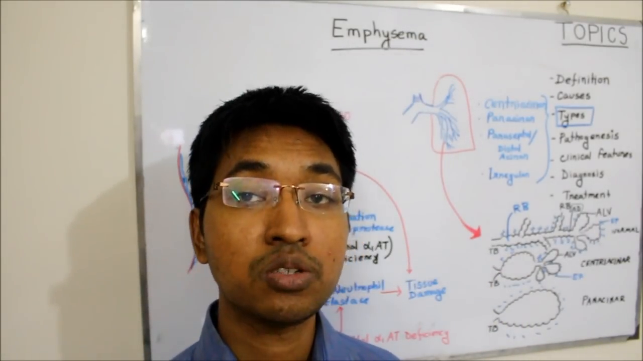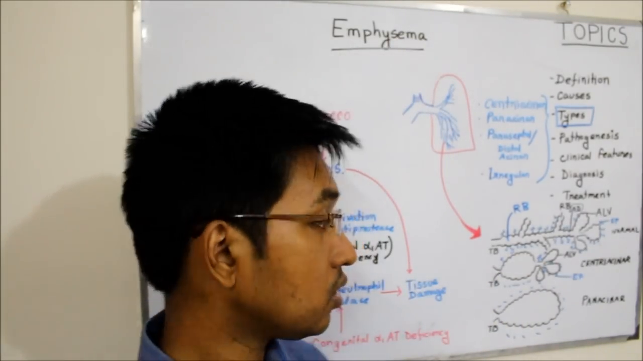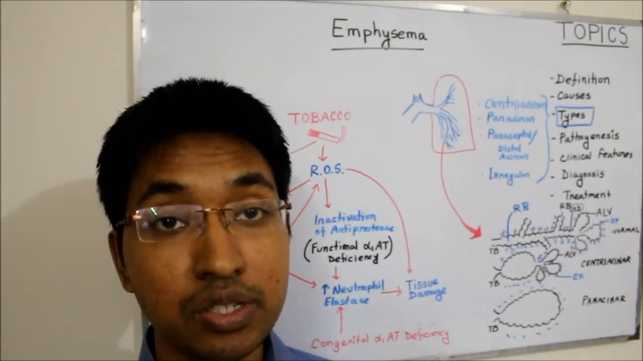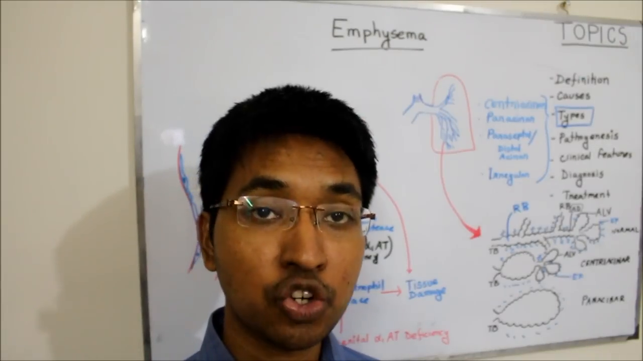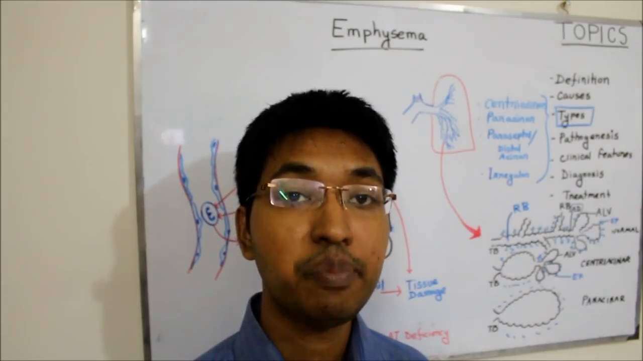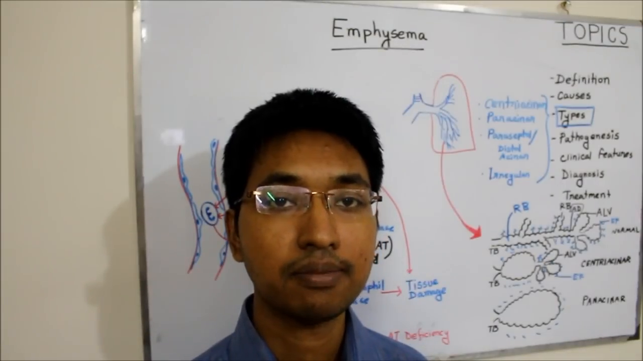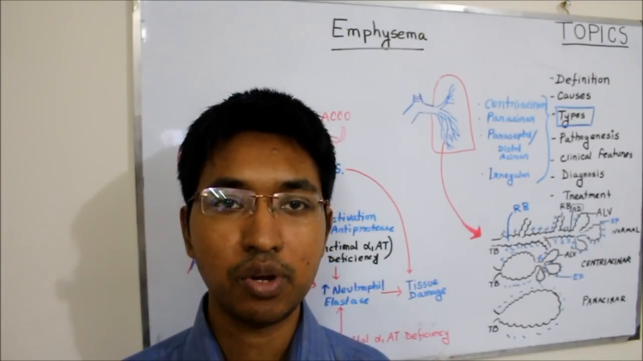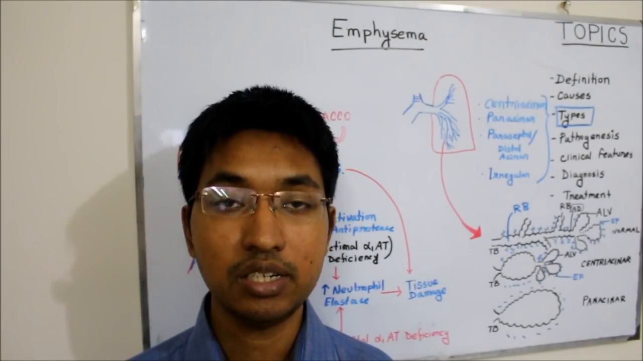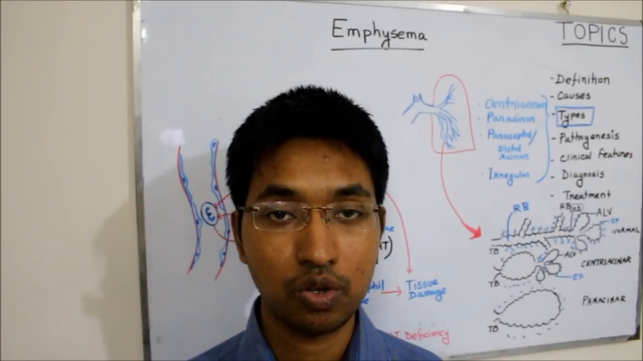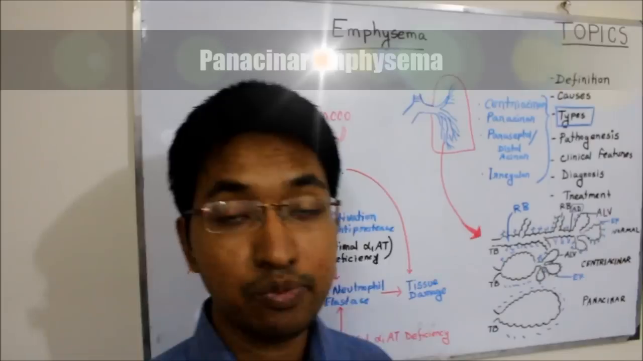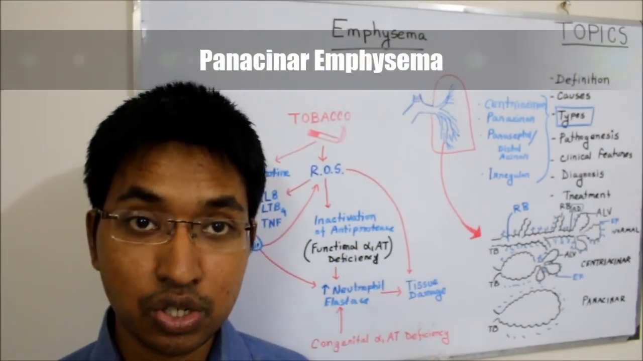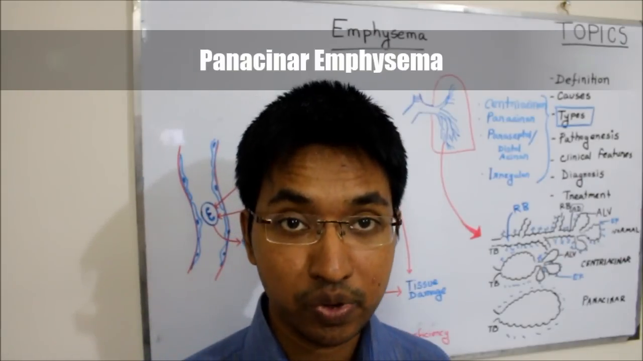And one important thing you have to know, that Centriacinar type of emphysema usually happens in the upper portion of the lung or in the apical region of the lung. The Centriacinar emphysema occurs predominantly in heavy smokers. Regarding the Panacinar type of emphysema, it occurs in the entire respiratory acini.